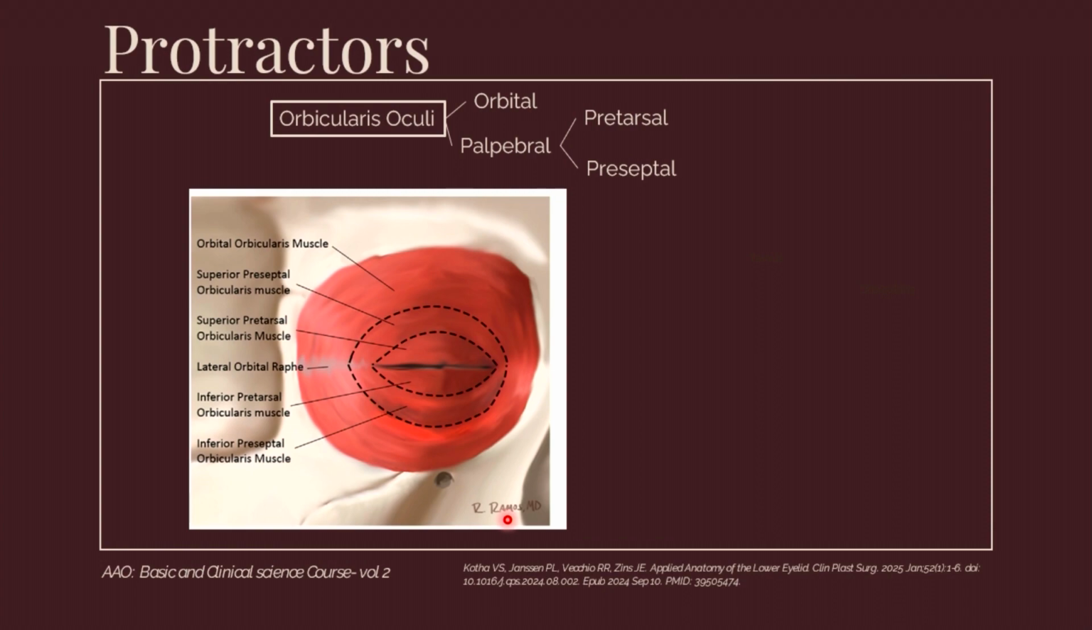So, coming to the protractors, orbicularis oculi is a muscle that is arranged in several concentric bands. It is divided into an orbital and palpebral portion. The palpebral is further divided into pretarsal and preseptal. The orbital part is mainly for firm closure of the eyelids, while the palpebral part governs the gentle closure of the eyelids.